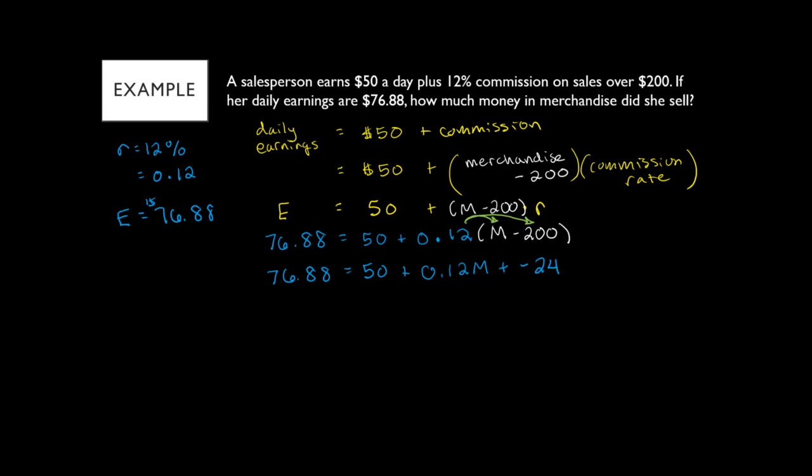negative 24. So we need to actually add the 50 and the negative 24 together before we start doing anything else. So that's going to be basically 50 minus 24. So I get 76.88 equals 26 plus 0.12m. And now we're going to start the solving process like we did before. So we're going to subtract 26 from both sides.